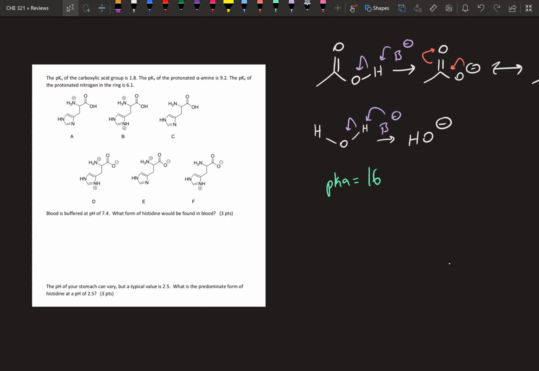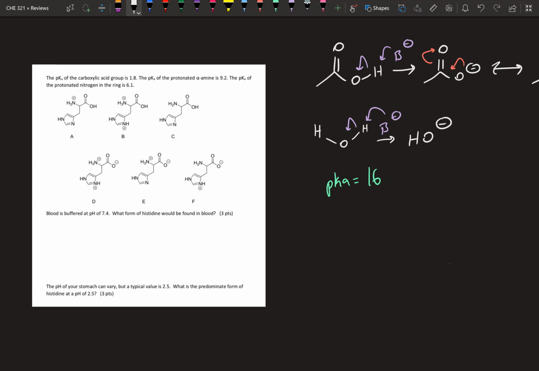That's just a quick little intro before we start this problem. Let's look at what it's asking us, and if you want to try it first, feel free to do so. It says the pKa of the carboxylic acid group is 1.8, and the pKa of the protonated alpha amine is 9.2. The pKa of the protonated nitrogen in the ring is 6.1. It shows us 6 different protonation states of one amino acid, and says that blood is buffered at a pH of 7.4. What form of histidine would be found in the blood?